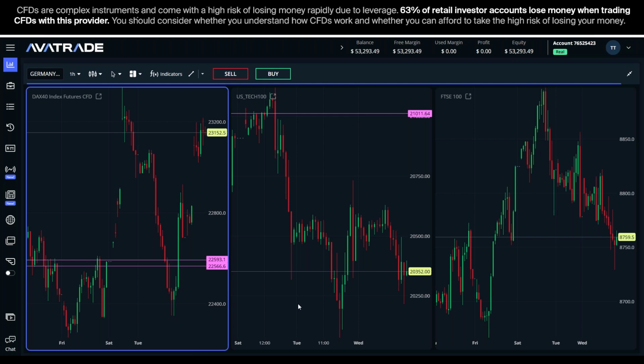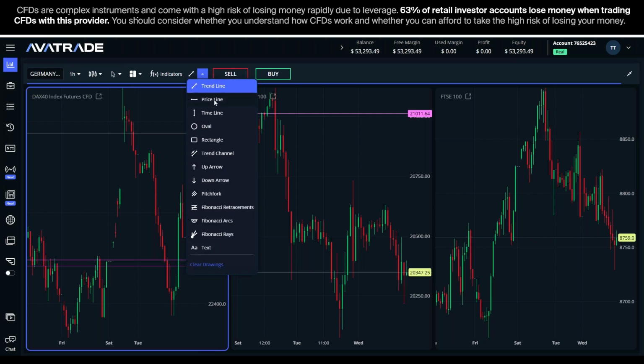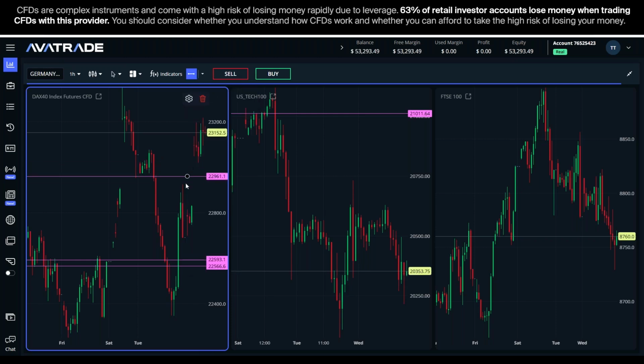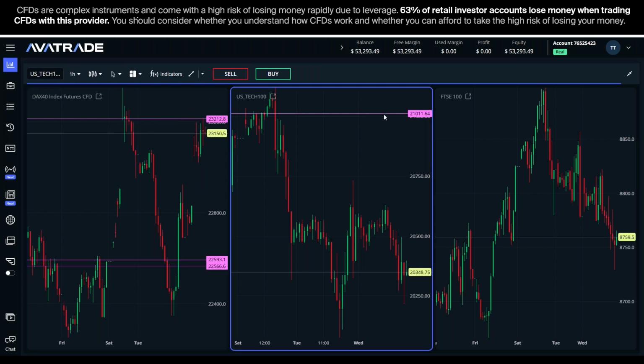Do we see a trend here that we might want to follow? In general, 2 out of 3 indices are down. We've got resistance up here on the German 40. On the US Tech 100, it's dropped off the resistance and pushed down.